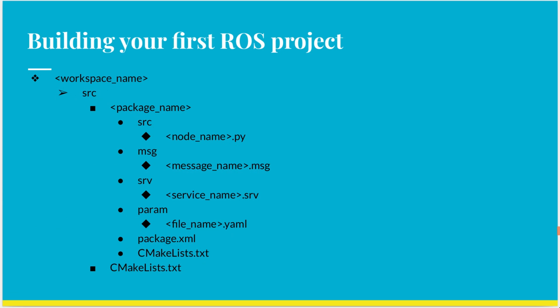A package usually has 4 main folders. The src folder contains all the source code for the different ROS nodes that are required for that project. The msg folder contains the definitions of required message types. Similarly, the srv folder contains definitions of required service types. The param folder usually holds all the required parameters in the form of a YAML file.